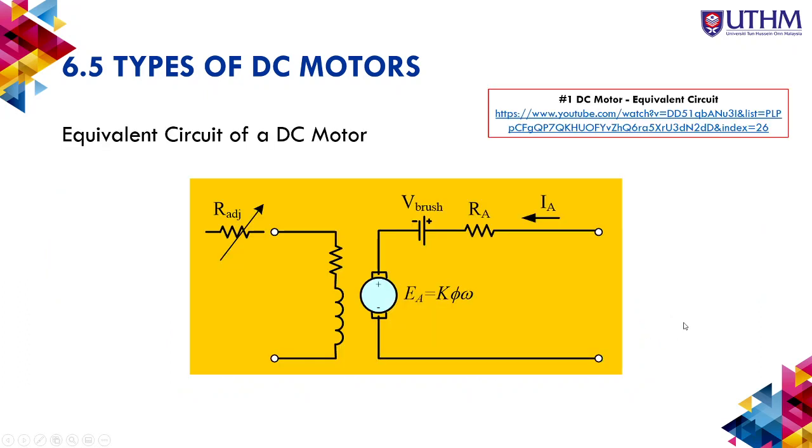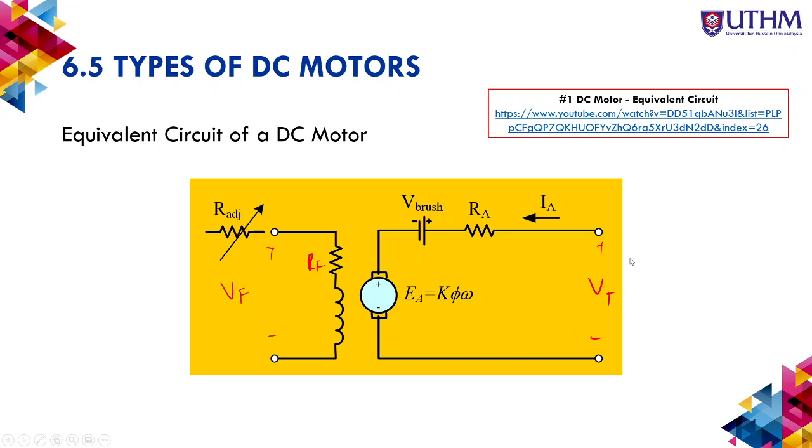This is an example of the equivalent circuit, the type for the separately excited. This is VF, and this is VT, where we supply the rotor. The rotor is the armature, and this is the field, where they generate the magnetic force, called the magnetic flux. So we have RF, RA, and EA. This is just an example.